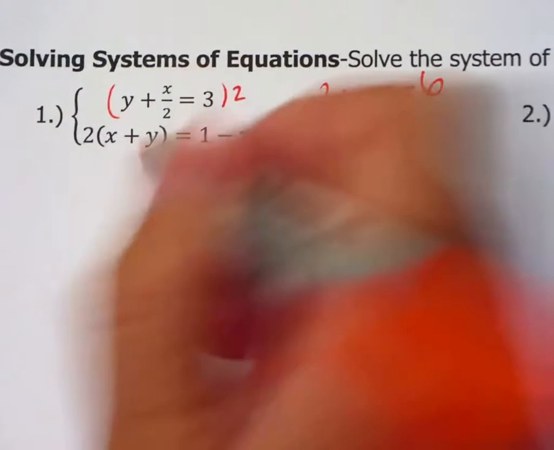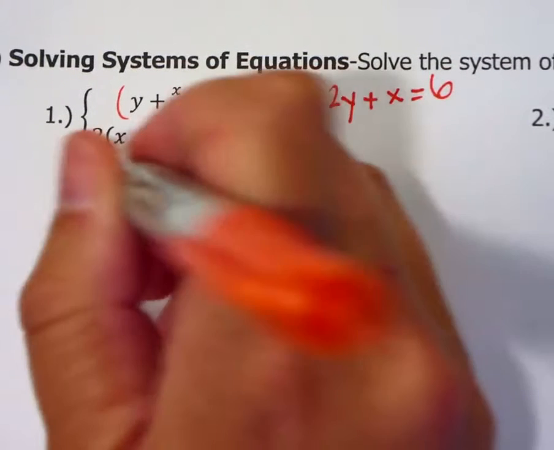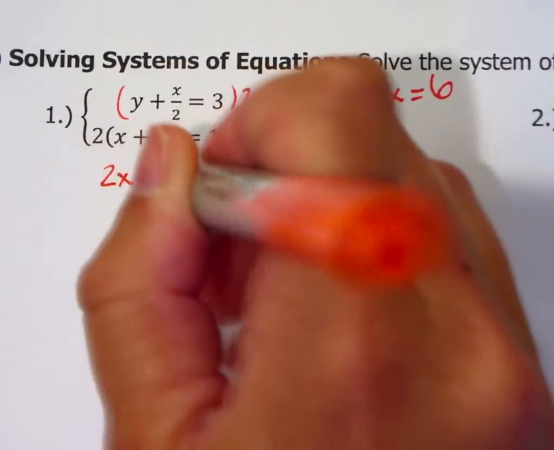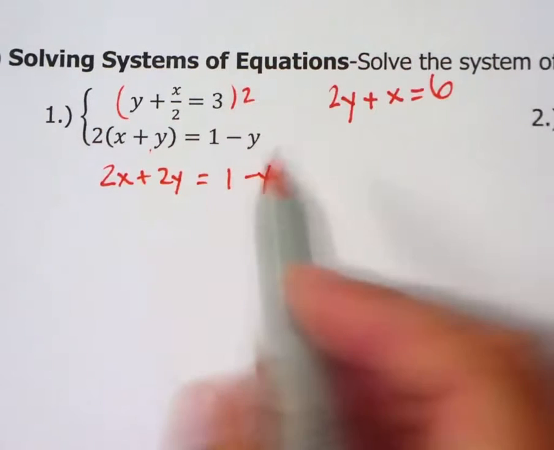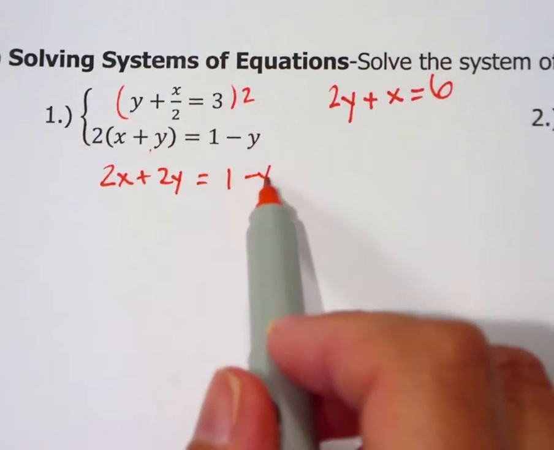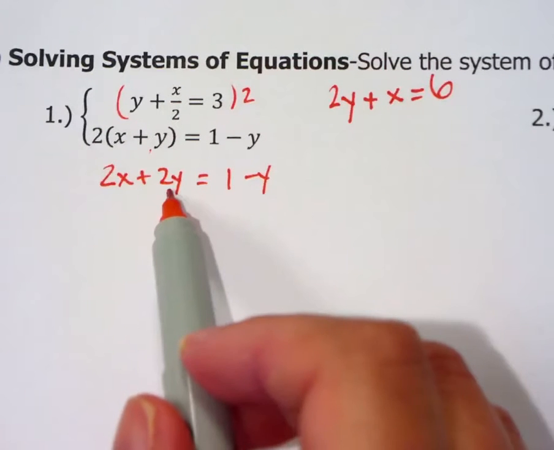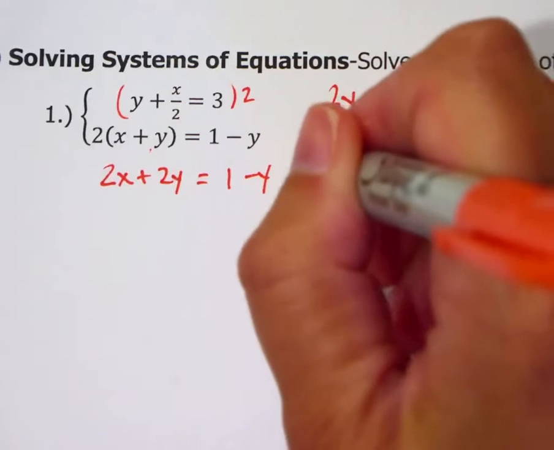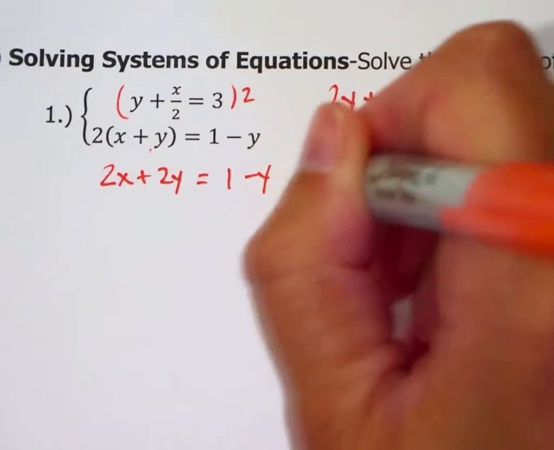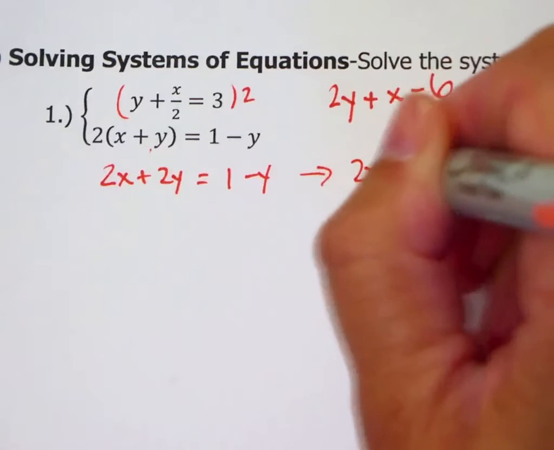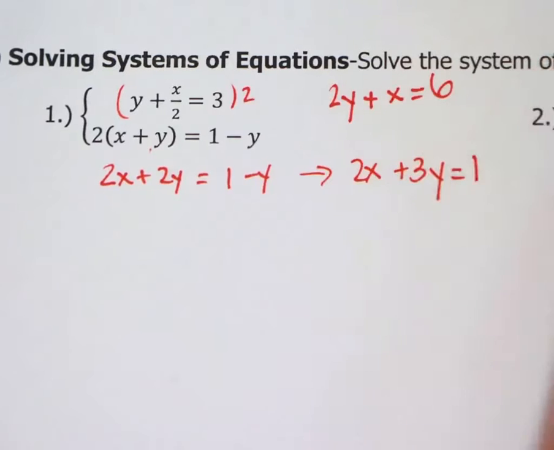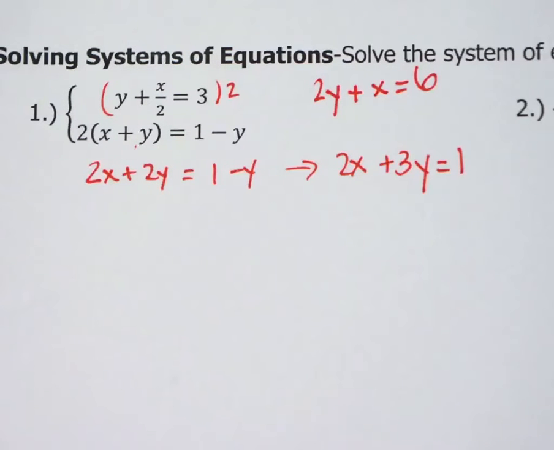In the second equation, let's distribute that 2 and then kind of move like terms over. So I'm going to move that y over to the left, so this is written in standard form. Okay.